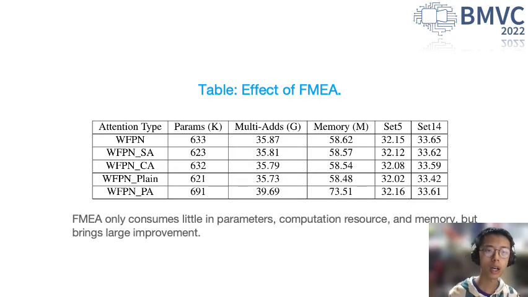Here is the ablation study of FMEA. We found that this factorization would not bring a performance degradation, but we could largely reduce the computation, the multi-adds, and the memories. You can see that pixel attention costs about 16.4, but our FMEA costs only 15.8.